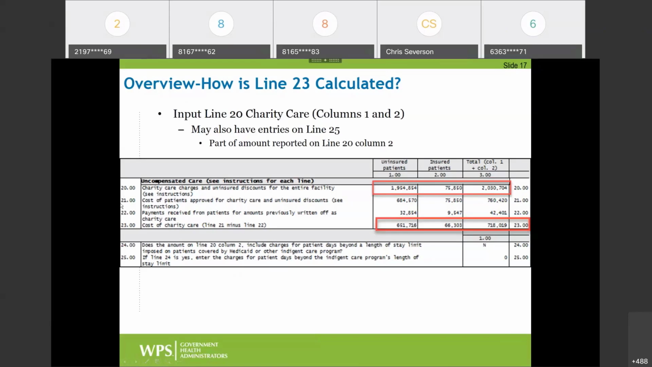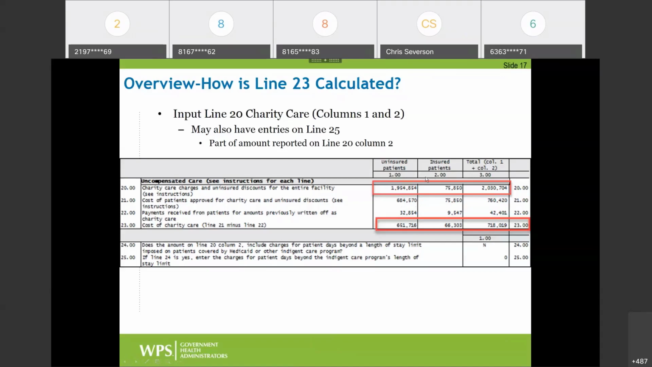And then you'll notice that line 21 reduces at least some of that down to a cost. And this goes back to line 1 of S-10, which is the cost to charge ratio. That's how it gets reduced down to a cost. It gets multiplied by that cost to charge ratio. So for example, for these uninsured patients, you had nearly $2 million of charges. That was reduced down to $684,000 of actual cost.